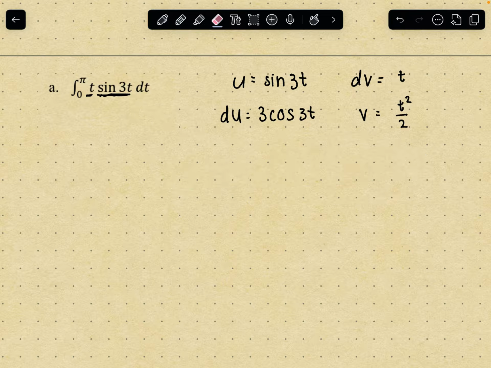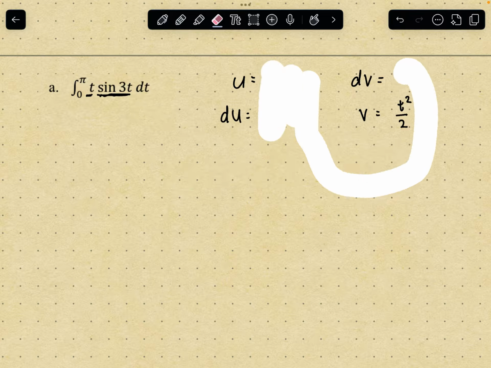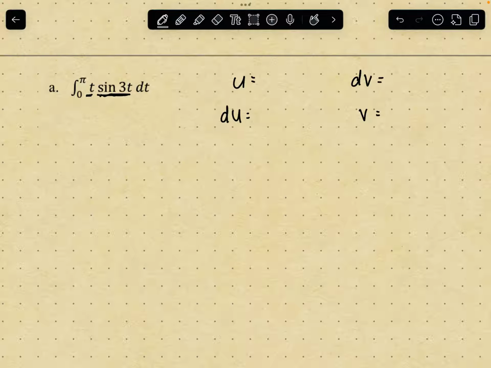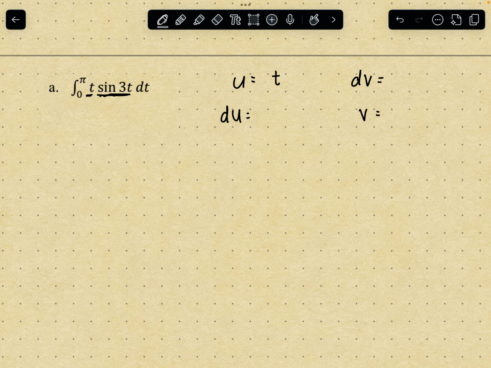So instead, I want to take u to be the thing that has the simpler derivative. Because look what happens when I do this. Derivative of t is 1. Antiderivative of sine 3t is going to be negative 1/3 cosine 3t. I just did that really quickly. I kind of glossed over it, but I can show you real quick how I got there.